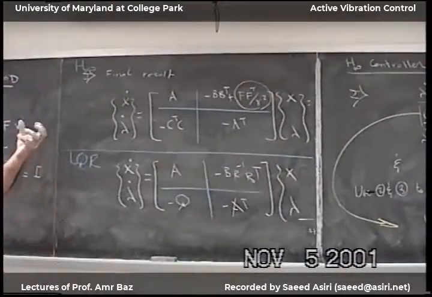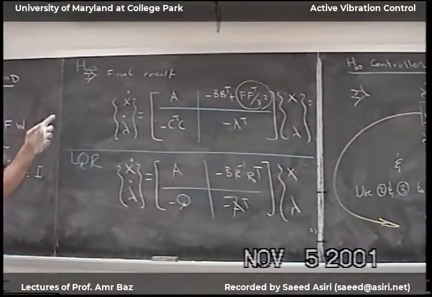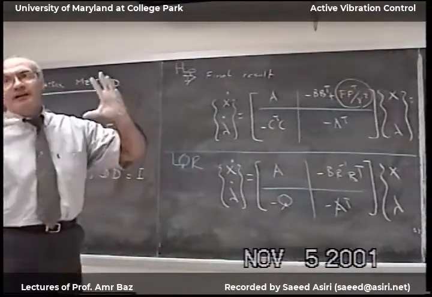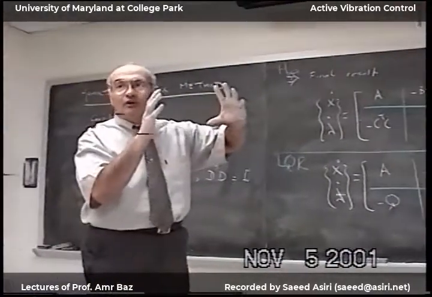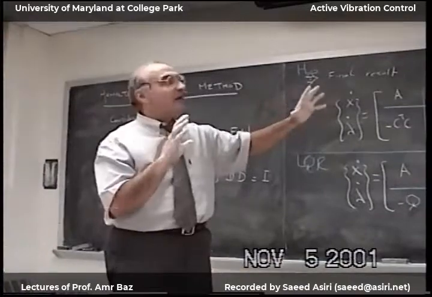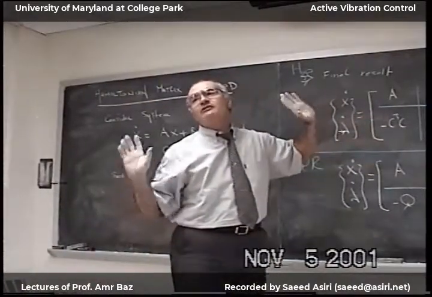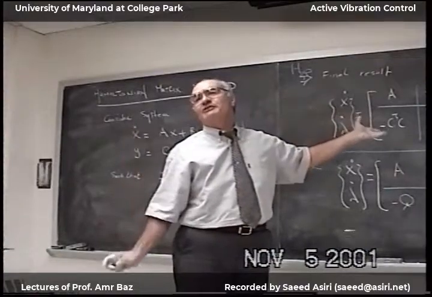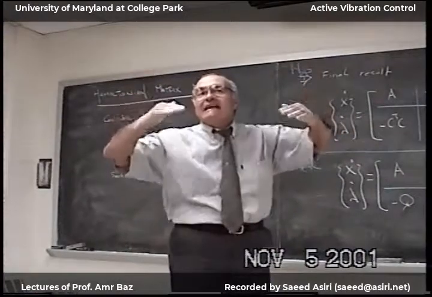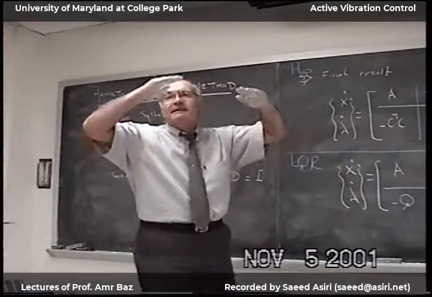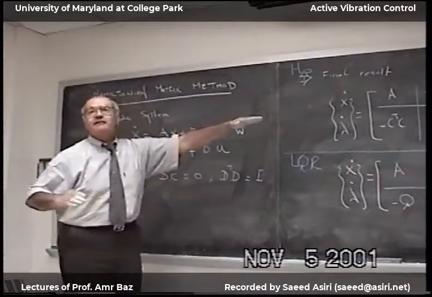This sounds like a lot of math, but it is not. If you look in any control class and any control notes on Hamiltonian, on H infinity, he will give you this, and you sit down scratching your head. How did he come with this? Okay? All exactly the same. All of them exactly the same. LQR, this, and so on.